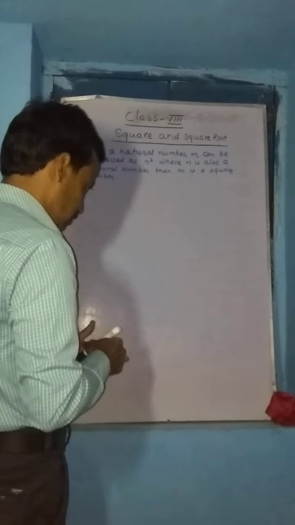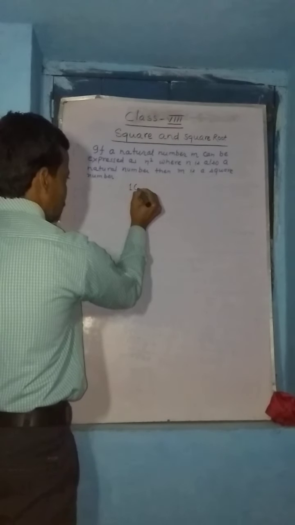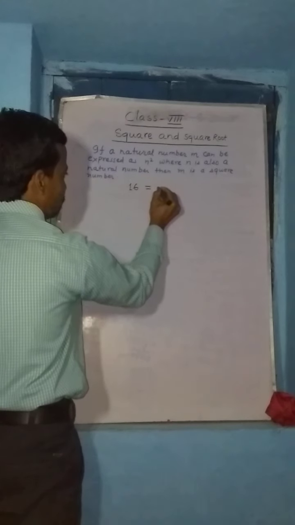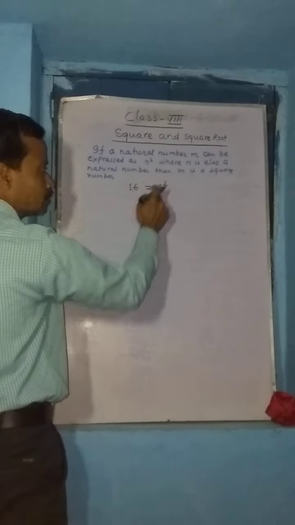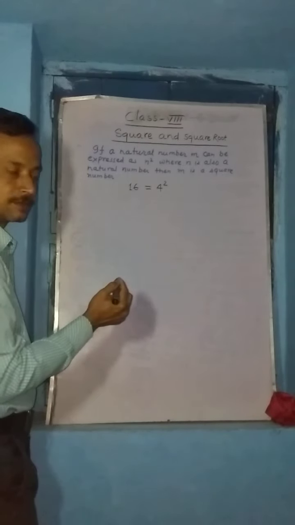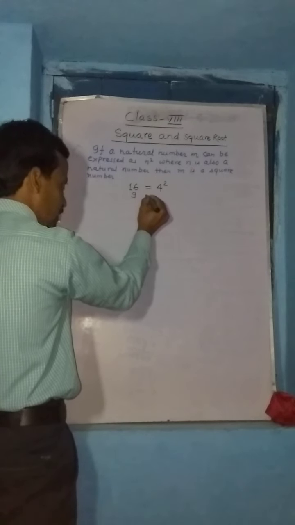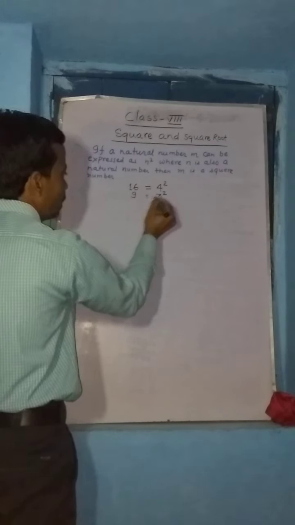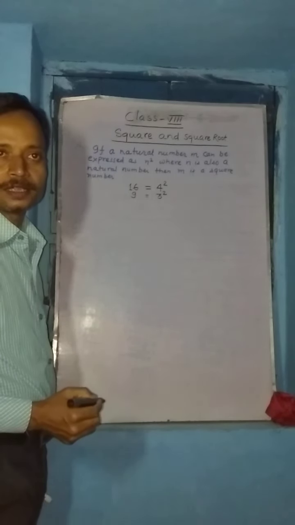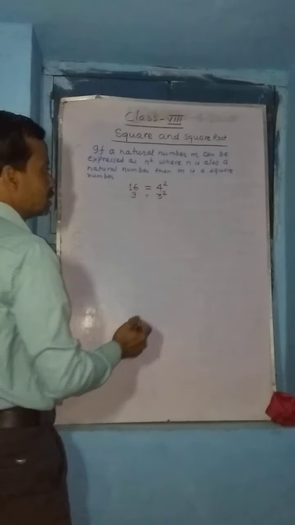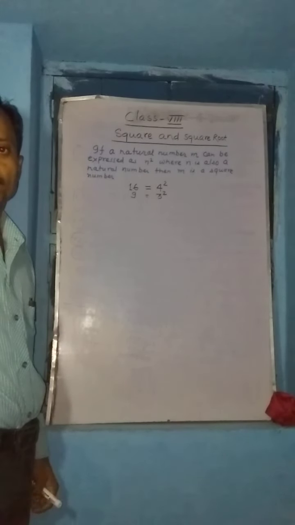For example, we take 16. 16 can be expressed as 4 square, and 4 is also a natural number. It means 16 is a square number. In the other way, 9 can be expressed as 3 square. 9 is a natural number and 3 is also a natural number. So 9 is a square number. Now we see some pattern, and through this pattern we learn some properties of natural numbers.